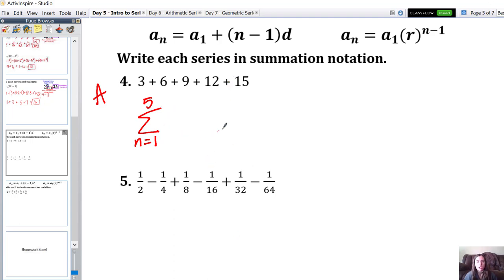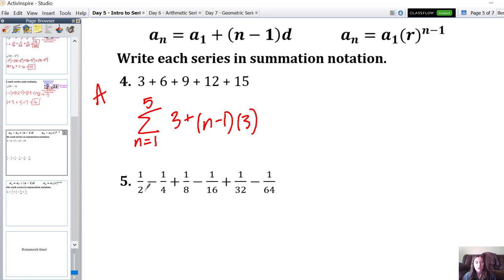Now inside of my summation I'm going to put the rule, and since it's arithmetic we're going to use the arithmetic rule. My first term is 3, so I've got 3 plus, and then I'm going to use n minus 1. And then the thing that we added each time was 3, so I'm multiplying by 3. If you put k here like we have been for a series, then instead of n here you would put k here. But this is our summation notation of this series.